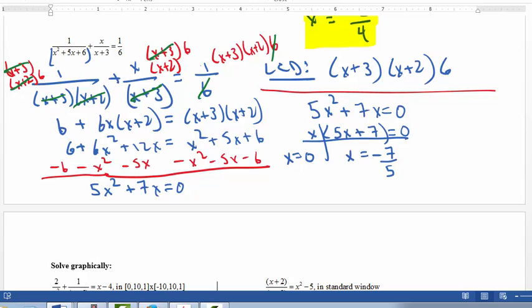negative 7/5. And here, you do have to be careful because a lot of times x equals 0 is an extraneous solution because it might make a denominator 0, but look at these denominators. The only things that are going to make this denominator 0 are negative 3 and negative 2. And neither one of these are negative 3 or negative 2. Therefore, those solutions are both valid.